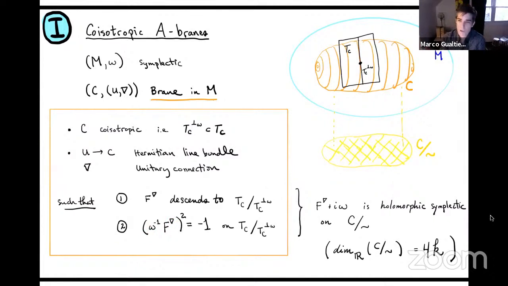And in fact, you can restate it in an equivalent way. You could put F and omega together to get a complex two form, and this complex two form should be a holomorphic symplectic form on the symplectic quotient, implying, for example, that the symplectic quotient must be 4k real dimensional. So it's a very strong constraint to have such a brane. They're quite rare, but they do show up.